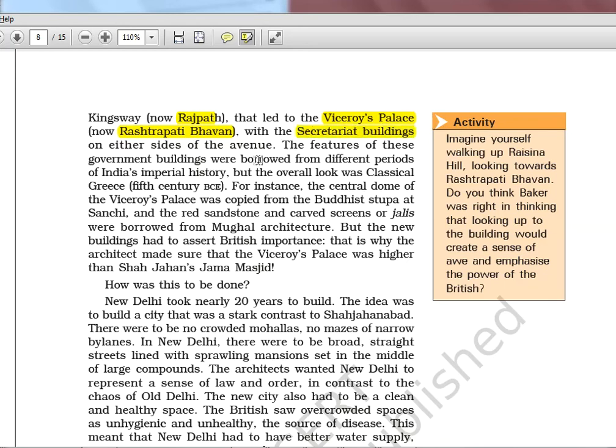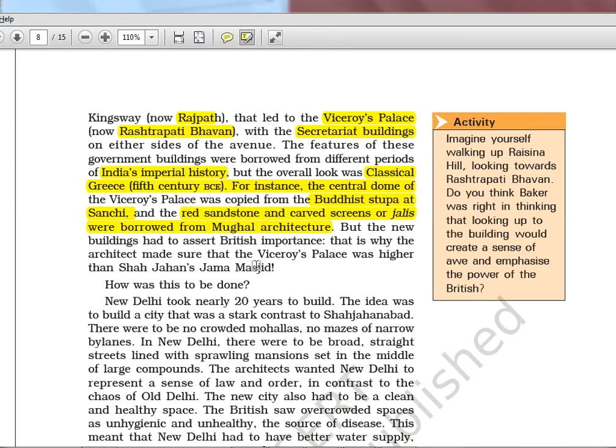Okay, now the features of these government buildings were borrowed from different periods of India's imperial history, but the overall look was classical Greece. Okay, so in these architectural styles, Indian style is there, Greek style is there. For instance, the central dome of the Viceroy's Palace was copied from the Buddhist stupa at Sanchi. Okay, and the red sandstone and carved screens or jalis were borrowed from the Mughal architecture. So Buddhism, Mughal, Indo-Muslim architecture, then Greece, India's imperial history, everything is borrowed to form the Delhi city.